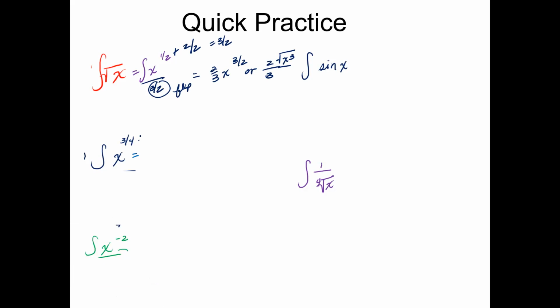Next one, here we go. We're going to add 1. In this case, it's 4 over 4, so that's 7 over 4. Divided by 7 over 4, you have to flip that. And that is your answer.